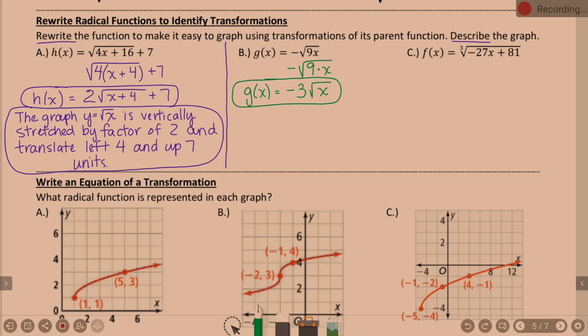What do you see, Braden? Vertical stretch. Okay, vertical stretch by a factor of 3. The negative out front says we reflect across the x-axis. And what graph is this all being done to? Square root of x. Because here's the thing, if you can describe something to me, I need to know what graph I'm talking about. Okay?